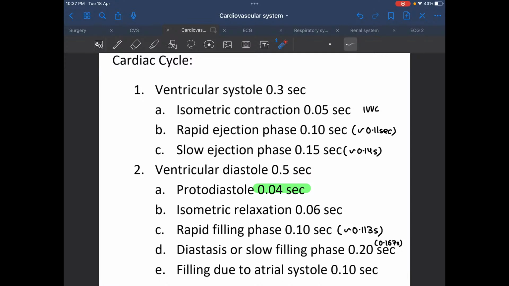ठीक है? So now the ventricles are going to relax, and that stage is known as isovolumetric ventricular relaxation. Why is it isovolumetric? Because nothing is coming inside the ventricles, nothing is leaving the ventricles. AV valves भी closed हैं, and हमारे semilunar valves भी closed, and that is why I call it isovolumetric relaxation. Now what's going to happen? It's going to undergo the rapid filling phase, that's your 0.1 seconds, 0.17 seconds. Then your diastasis, that's your slow filling phase, that's your 0.2 seconds.